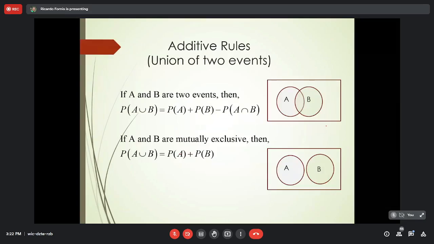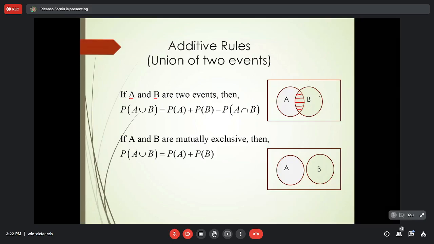Let's try to understand also some formulas that we will use later. If we consider two events, in this case, event A and event B, and it should happen that the two events are not mutually exclusive, meaning there is an intersection of the two events. So there is a common space of the two events.